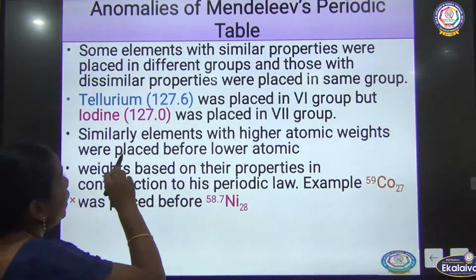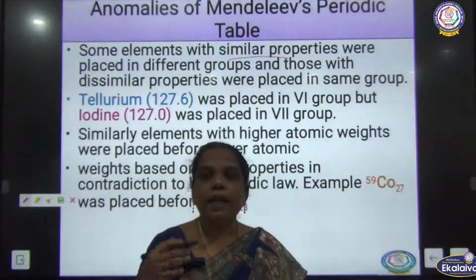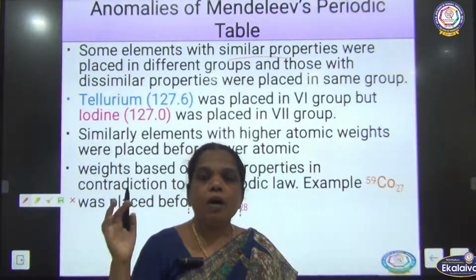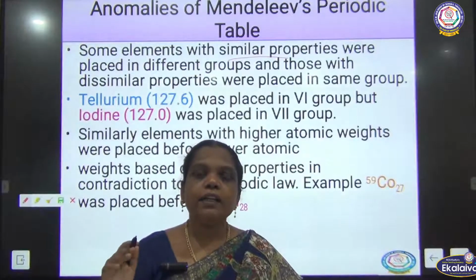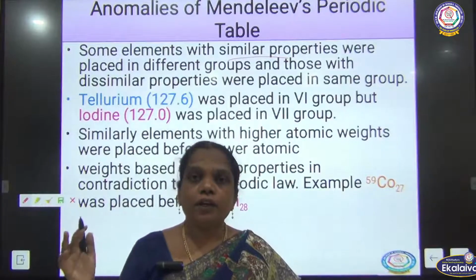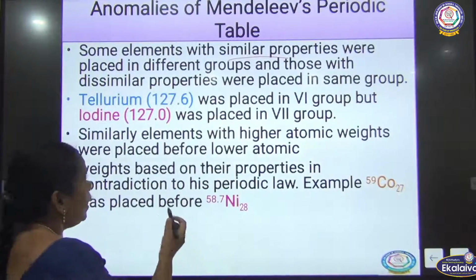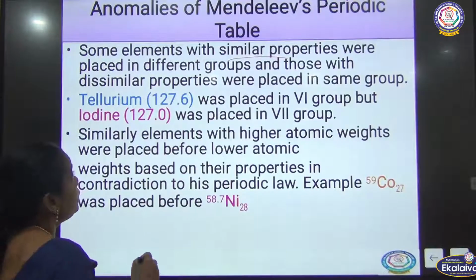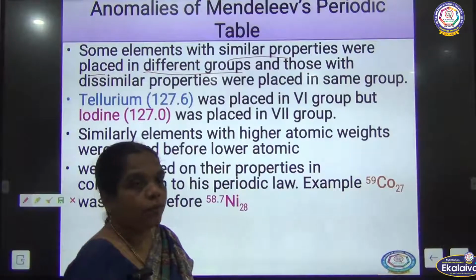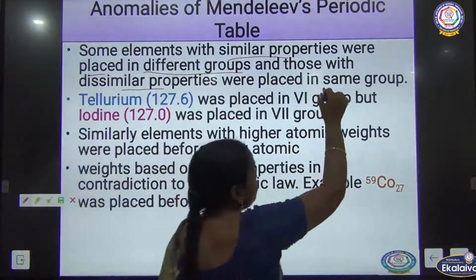Some elements have similar properties. Here we make a table by arranging elements in a group with similar properties. If it is the first group, all the elements have the same physical and chemical properties. Third group means they all have similar physical and chemical properties. In that way we arrange the elements, because studying the elements becomes very easy. But in Mendeleev's table, similar property elements are placed in different groups, and dissimilar property elements are placed in the same group.